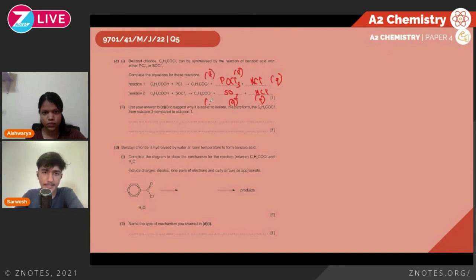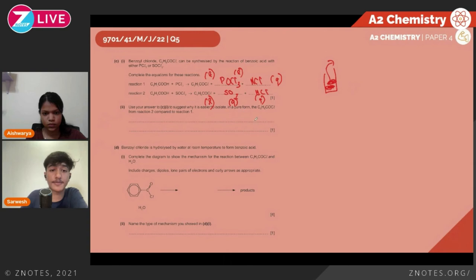This is liquid, and this is a liquid. So over here in reaction 2, let's say you do the reaction in a vessel like this. At the end of the day, you'll just end up with C6H5COCl. The sulfur dioxide and the HCl, those gases, they'll just go out. But in the case of reaction 1, you would end up with benzoyl chloride plus POCl3. So you again need to isolate benzoyl chloride from the solution containing POCl3 in the case of reaction 1.